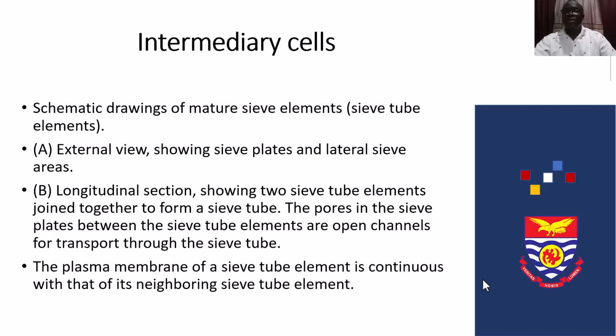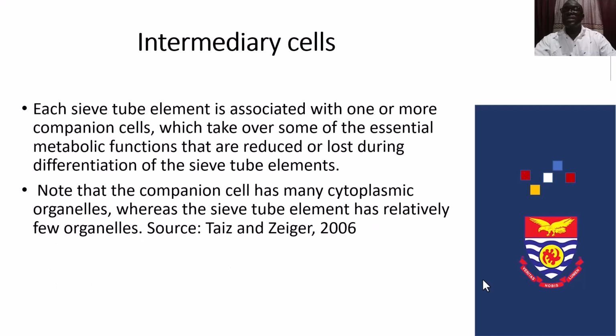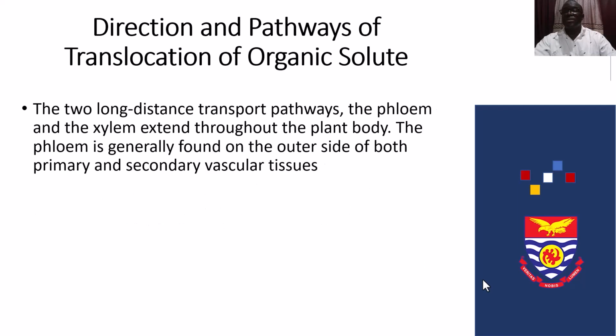The plasma membrane of a sieve tube element is continuous with that of its neighboring sieve tube element. So each sieve tube element is associated with one or more companion cells which take over some of the essential metabolic functions that are reduced or lost during differentiation of the sieve tube element. Note that the companion cell has many cytoplasmic organelles, whereas the sieve tube element has relatively few organelles. The source is Taiz and Zeiger, 2006.